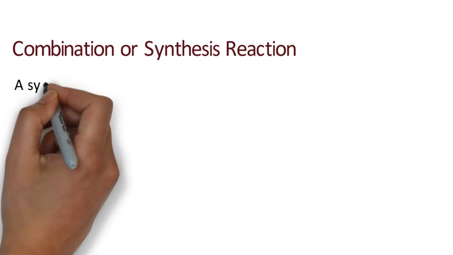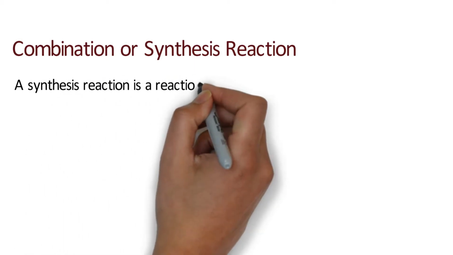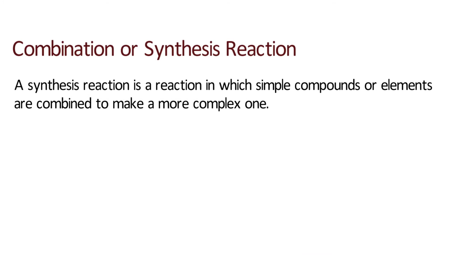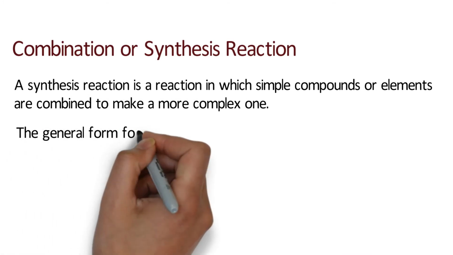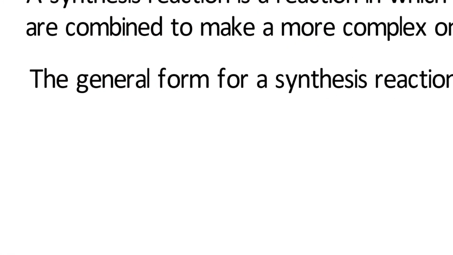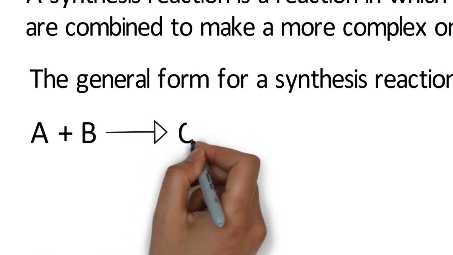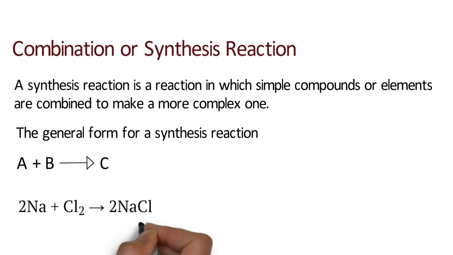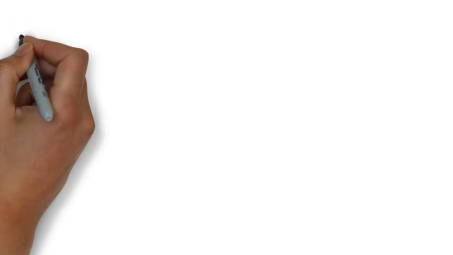A synthesis reaction is a reaction in which simple compounds or elements are combined to make a more complex product. The general form for a synthesis reaction is A plus B produce C. One specific example of this sort of reaction is when sodium and chlorine gas combine to make sodium chloride. So two simple elements are producing a complex product.